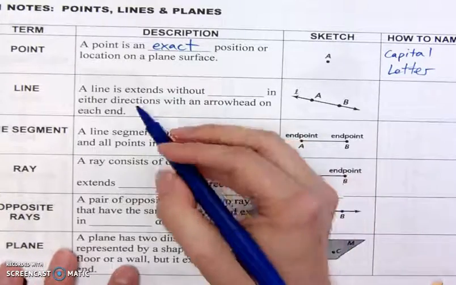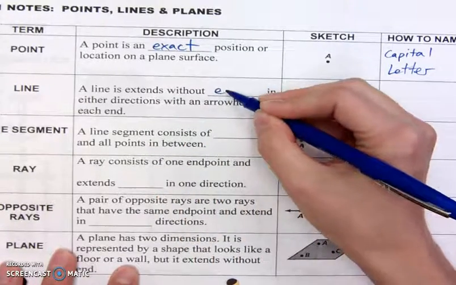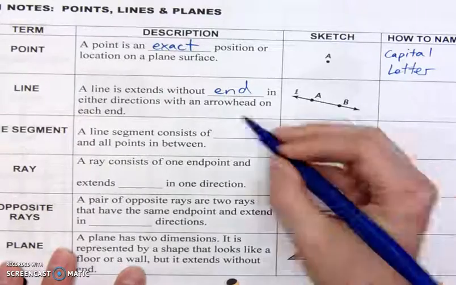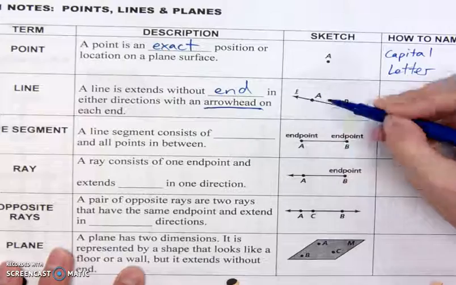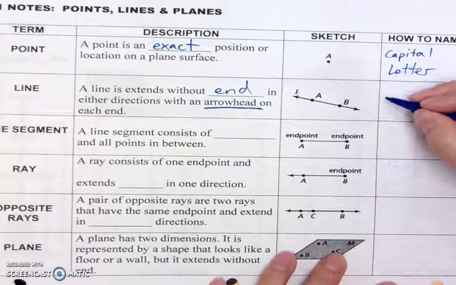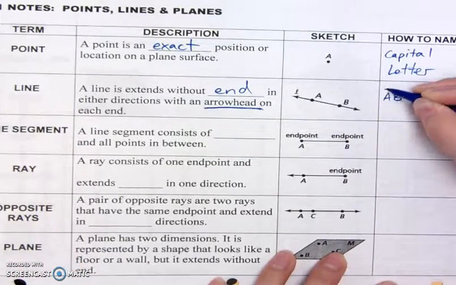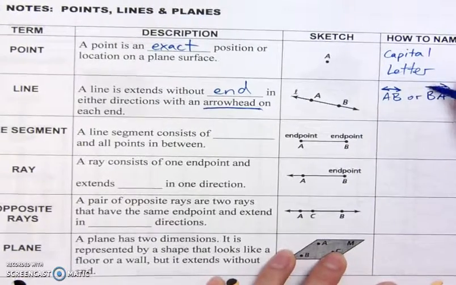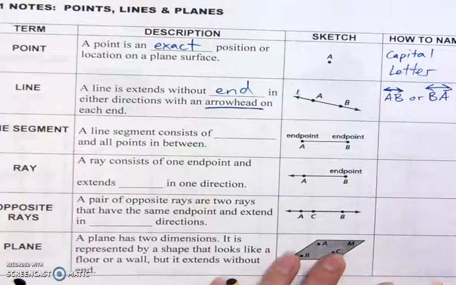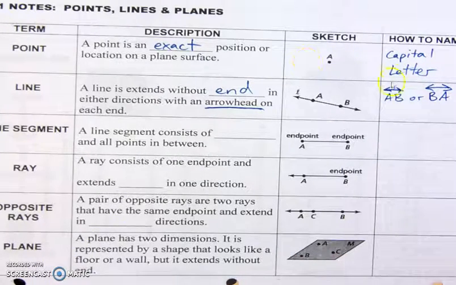All right, a line extends in either direction without an end. So it always has to have that arrowhead. If we're calling it a whole line, it has an arrowhead. It continues infinitely. And so we always label it with capital letters and the arrow going both directions on the top. It doesn't matter the order of the letters. It just matters that you have the line on top and you have two letters that are in it.